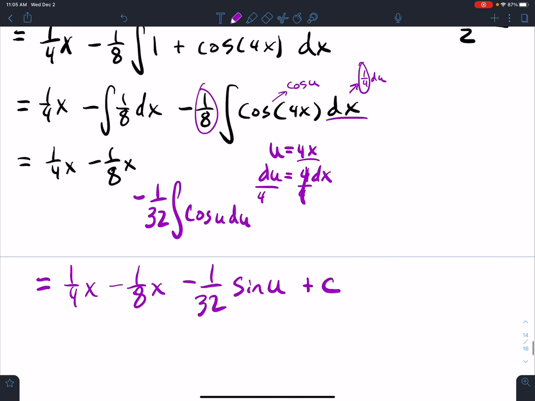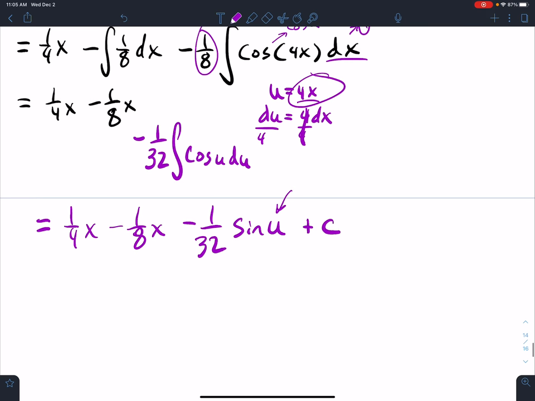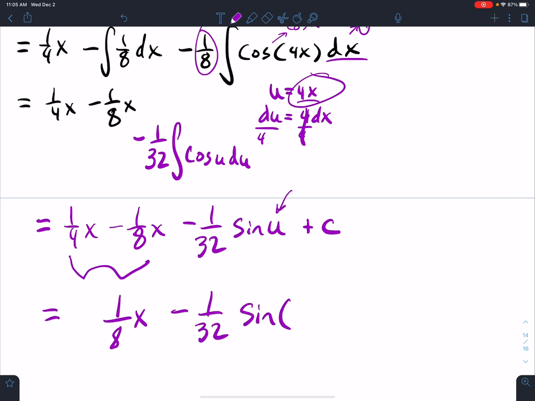But we started the problem in terms of x. I want to finish in terms of x. u equals 4x. So I'm going to combine this here. That's going to be 1/8 x. And then minus 1 over 32 sine, and then 4x inside the argument, plus c here.